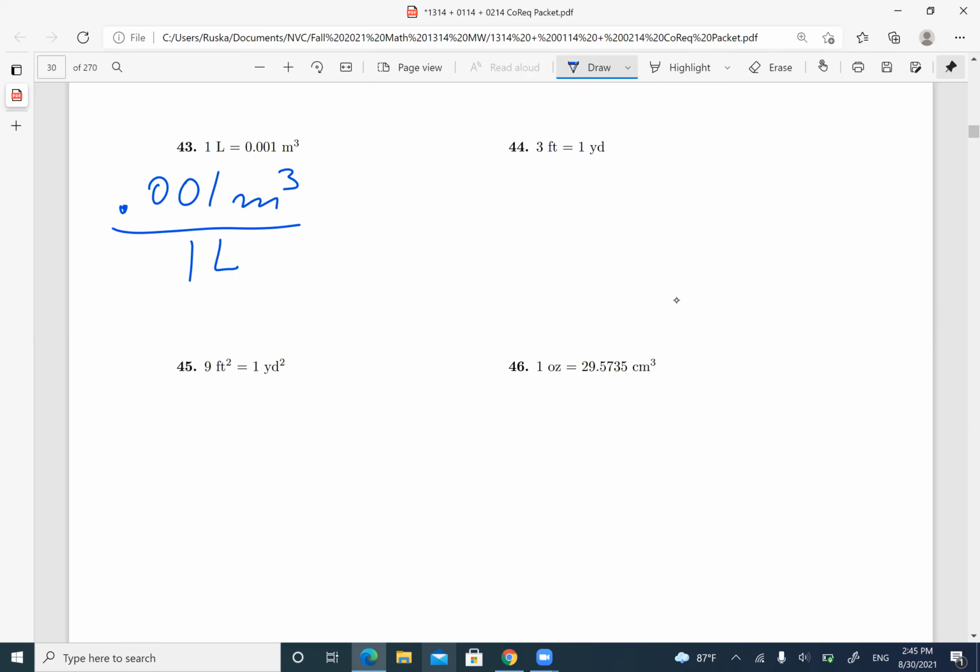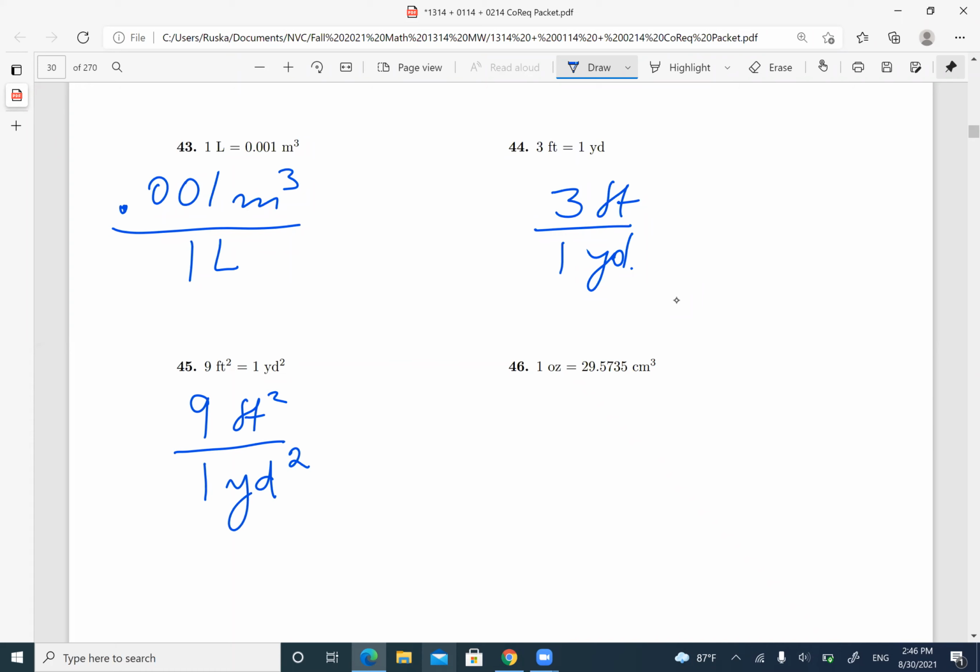Now the next one is 3 feet equals 1 yard. So what is the unit ratio here? 3 feet over 1 yard, yes. Okay. Then we have 9 square feet is 1 square yard. So it's going to be 9 square feet over 1 square yard.